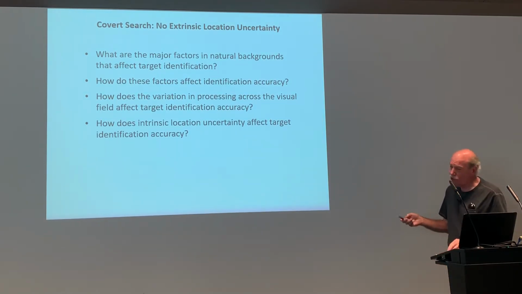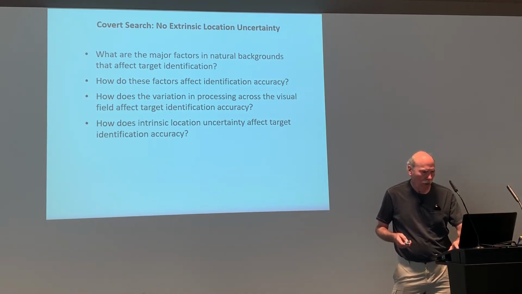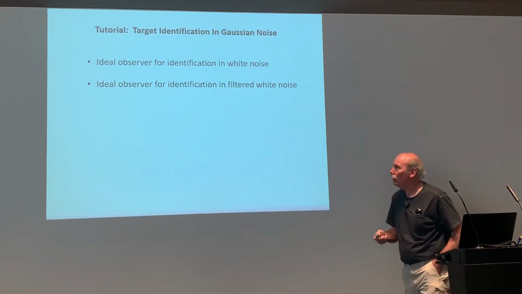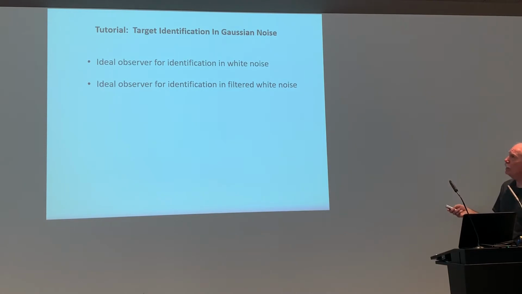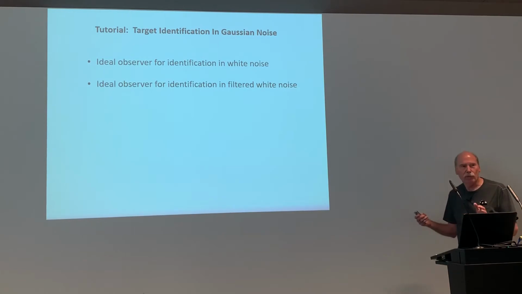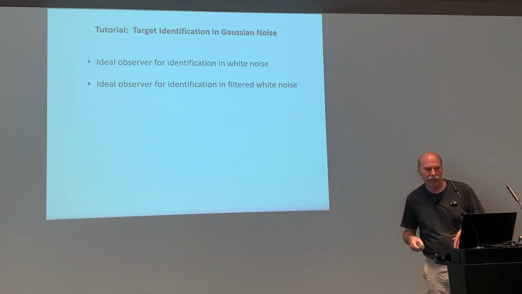Okay, so those are the questions, but before we get to those, I want to do a little tutorial. So this is the class part, and talk a little bit about target identification in noise, Gaussian noise. Some of you will already know this, but some of you won't, and we're going to build on that, so I want to start with that. So we're going to talk about an ideal observer for identification in white noise, and then an ideal observer for identification in filtered white noise, just correlated Gaussian noise.